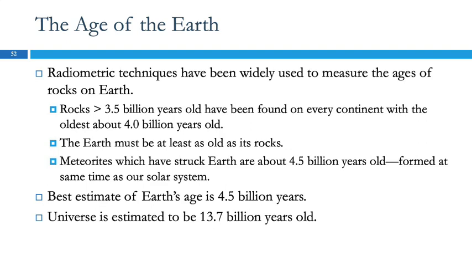Meteorites that have struck the Earth have been tested as well. Those are about 4.5 billion years old. Those were formed at the same time as our solar system. So the best estimate of the Earth's age is about 4.5 billion years. The universe is estimated to be 13.7 billion years old. Now, is all of that fact? No. This is our best guess, basically. Based on the information we have, this appears to be a reasonable conclusion. Okay?